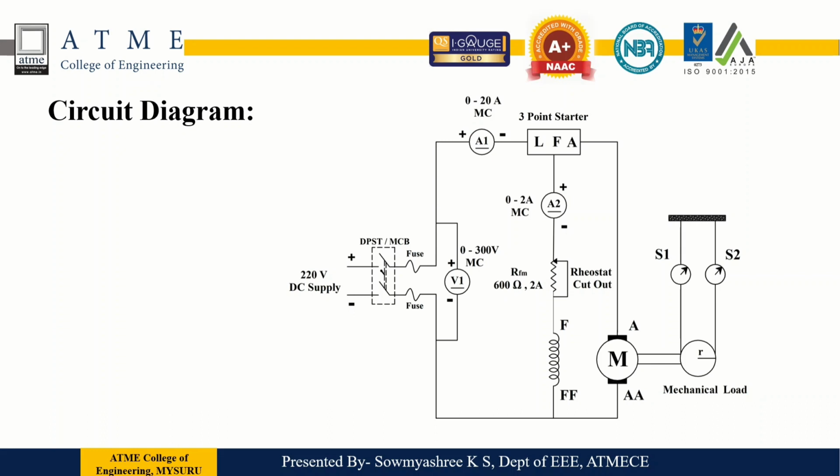Another terminal of the field rheostat is connected to the field winding of the motor, that is F, where FF is connected either to the armature, that is AA, or to the negative supply voltage. And A, that is armature from the 3-point starter, is connected to the A, that is armature winding of the motor, and AA is either connected to FF or connected back to the DC supply. In order to load the DC shunt motor, a brake drum is mechanically coupled with it via a spring balance setup. By adjusting the spring balance, the load is applied gradually.